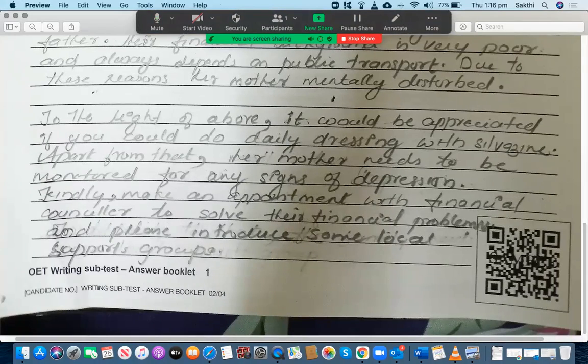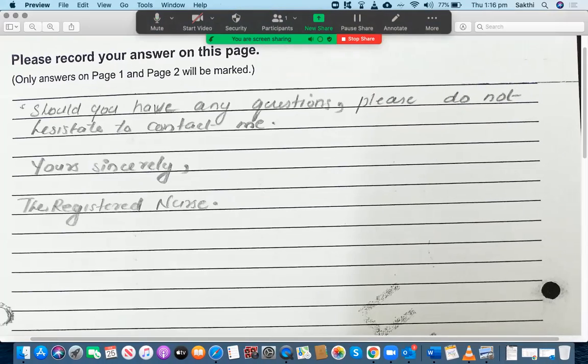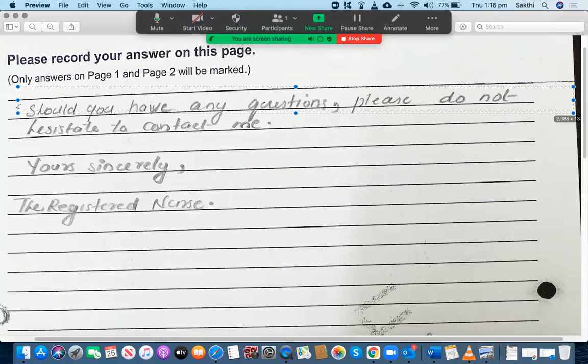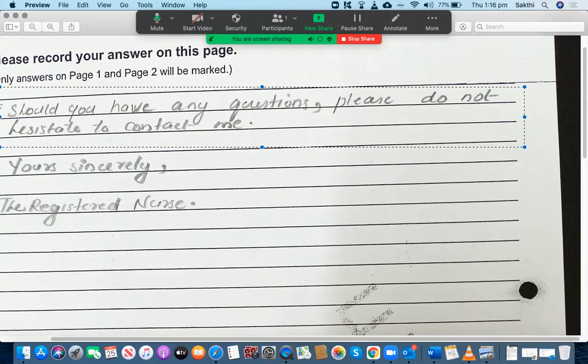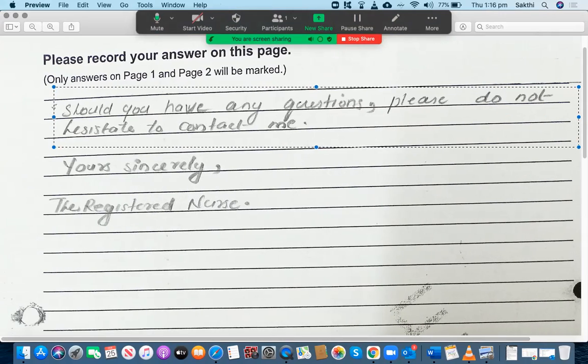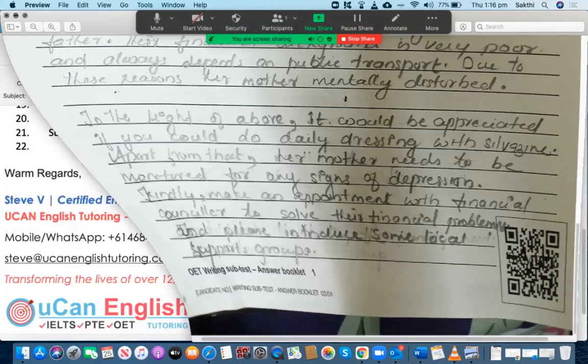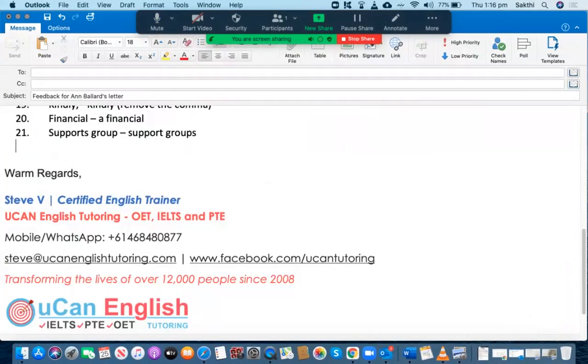Next page. Should you have any questions, please do not hesitate to contact me. That's fine. I'm happy with that. Yours sincerely, the registered nurse. So everything else is all good. Let's go through the assessment now.